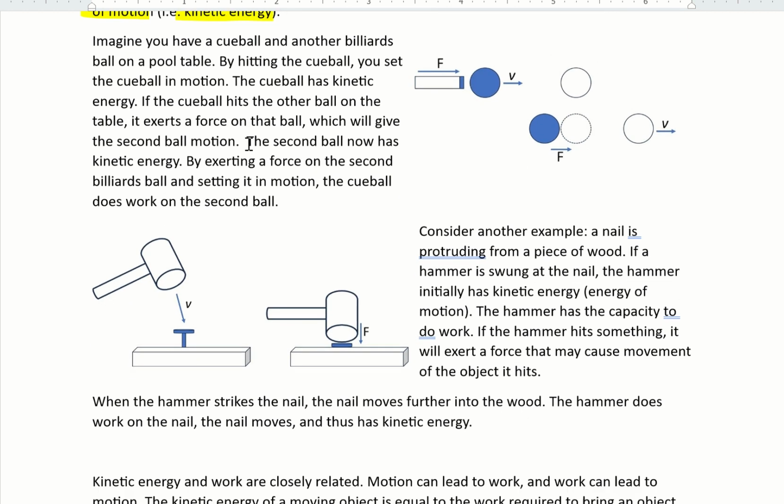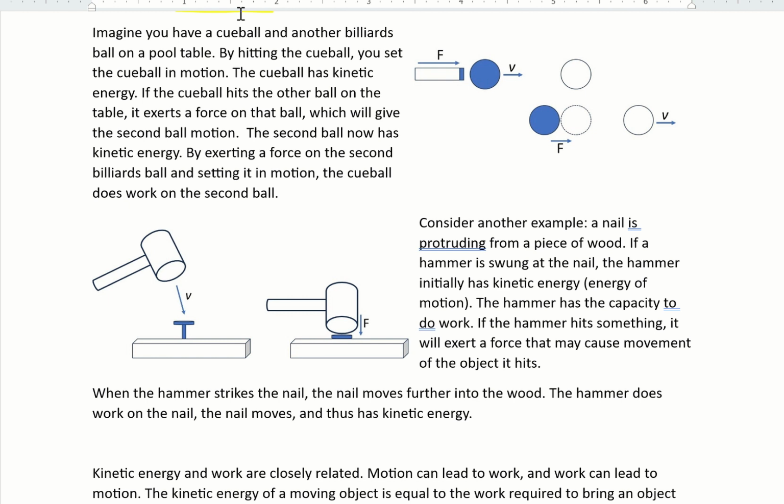And so the example I gave here is you have a cue ball, that's the white ball in the pool, and then you have another billiard ball on the table. When you hit the cue ball with the cue, you're doing work on the cue ball. You're exerting a force over some distance. That's going to give the ball kinetic energy because it's going to have velocity.